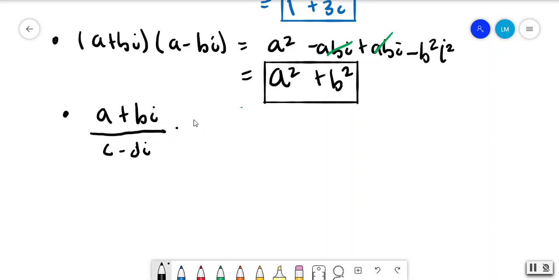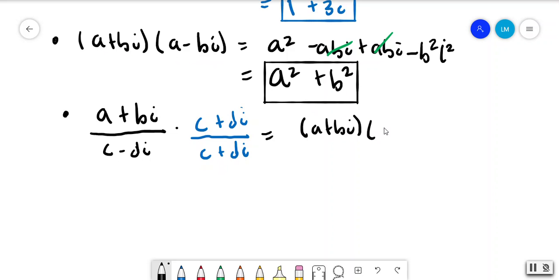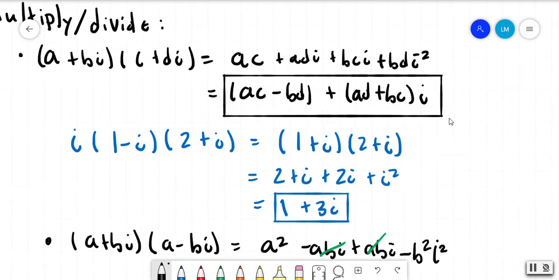That way, when I multiply by the complex conjugate, c plus di, in order to make the denominator real, you can say with confidence that the denominator is the sum of the components squared. So in that case, you end up with a plus bi multiplied by c plus di, and all of this is divided by c squared plus d squared, which means you have a formula at the top. The formula at the top says that a plus bi times c plus di is the following.